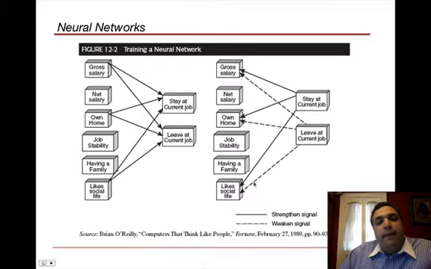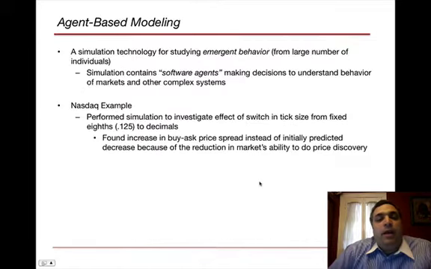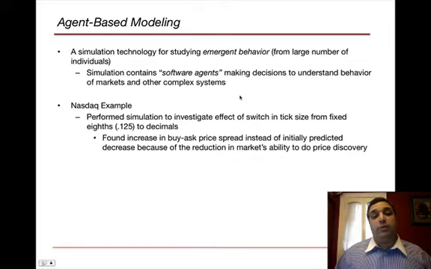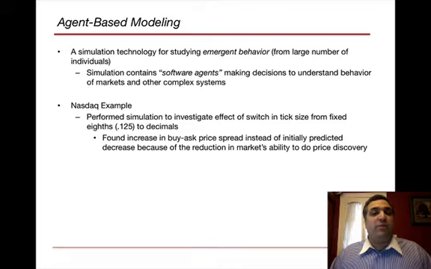Agent-based modeling is a simulation technology for studying behavior for large numbers of individuals. So what we will do is we'll have these software agents that literally act as collectors of information, and the simulation contains these agents making decisions to understand behavior of markets and other complex systems. So what it does is it basically collects the data and analyzes what people are doing so that you can understand the behavior of individuals from a variety of places.